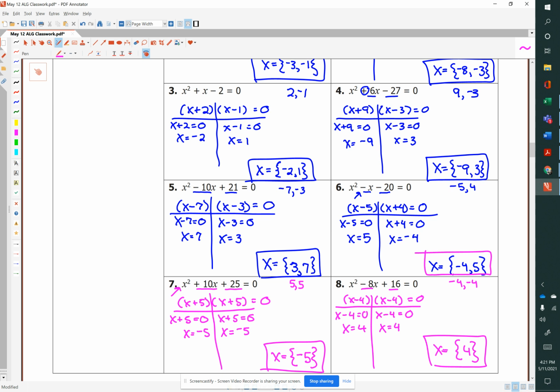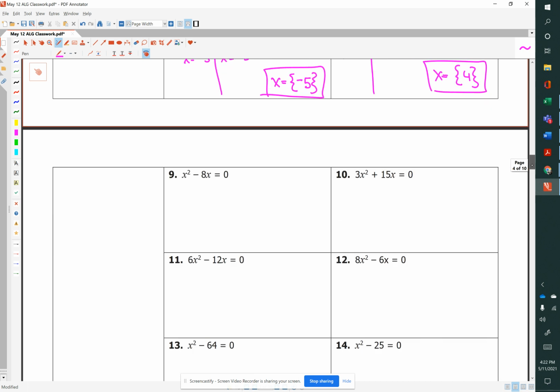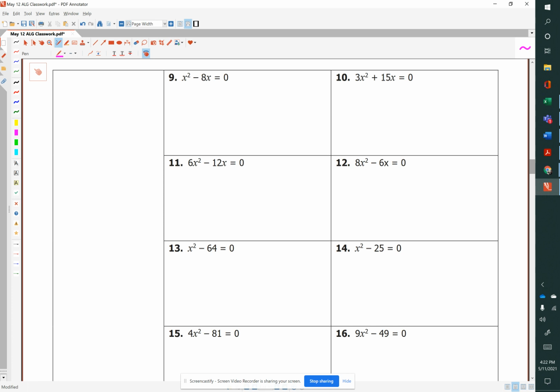All right, so let's move on to the second page of problems. And let's take a look at those. Okay, so with some of these problems, we do not have a C value, but they're still in standard form, this next group of problems.